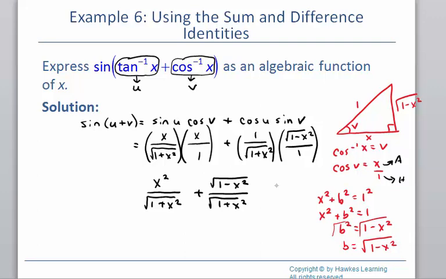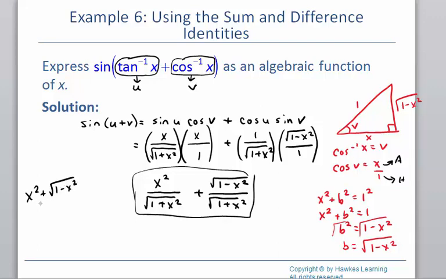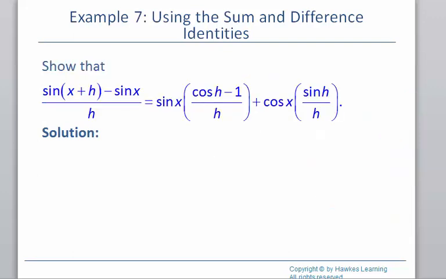And so it's perfectly acceptable to leave your answer in this format. This is an expression in terms of x. You also have the option, since the denominators are the same, of pushing these two fractions together, in which case you could write something along the lines of x squared plus your square root divided by the square root of 1 plus x squared. And either answer would be acceptable. Okay, so let's move on to our next example.